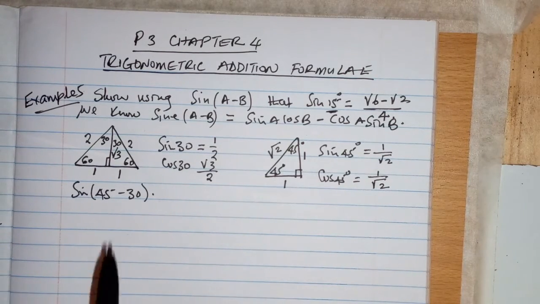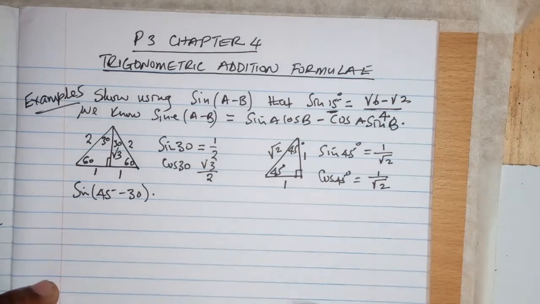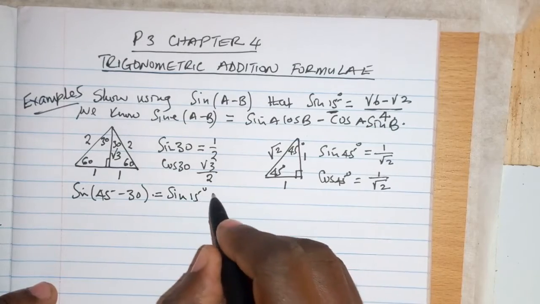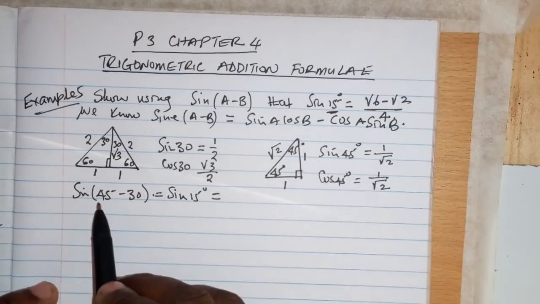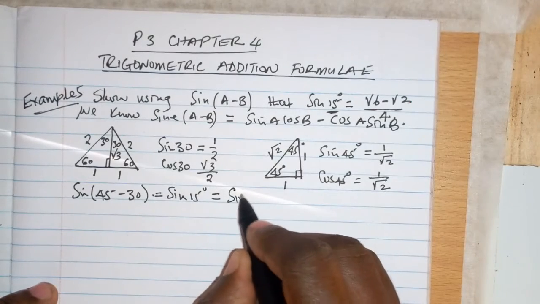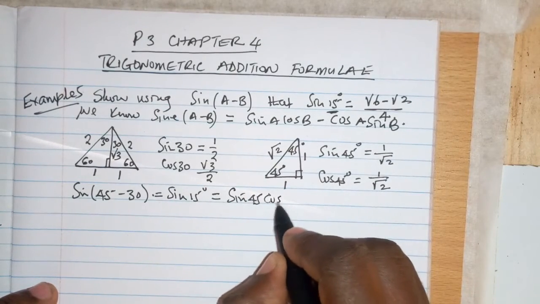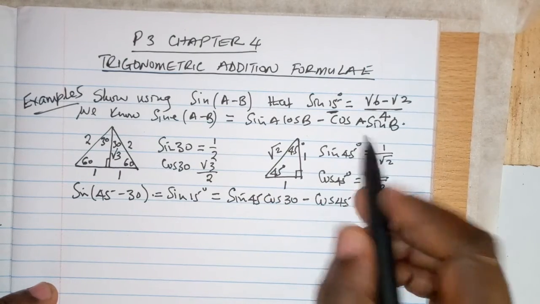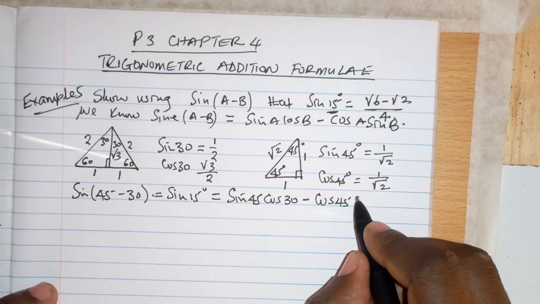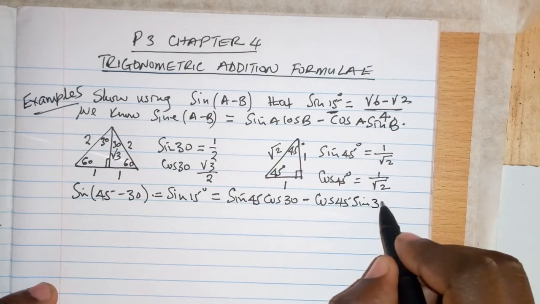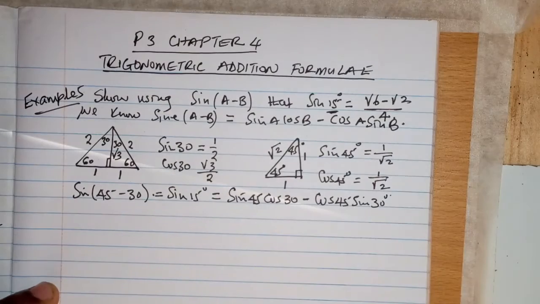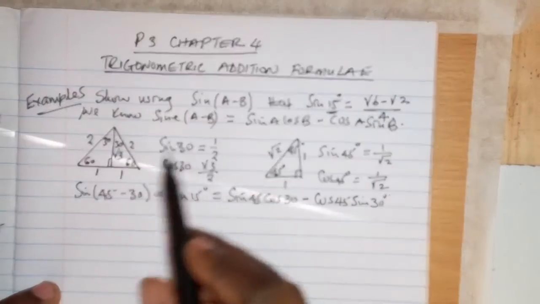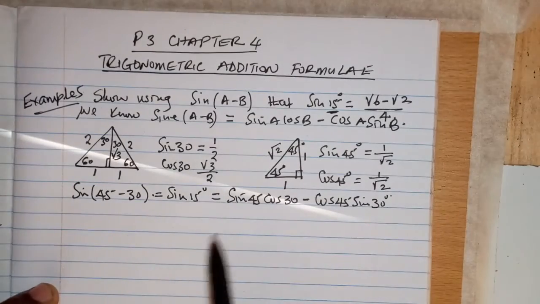So the sine of 45 minus 30 is definitely the sine of 15 degrees, which is given by the sine of 45 times the cosine of 30 minus the cosine of 45 times the sine of 30 degrees. Our responsibility is only now to pick these exact angles from our lineup, what we have identified here.